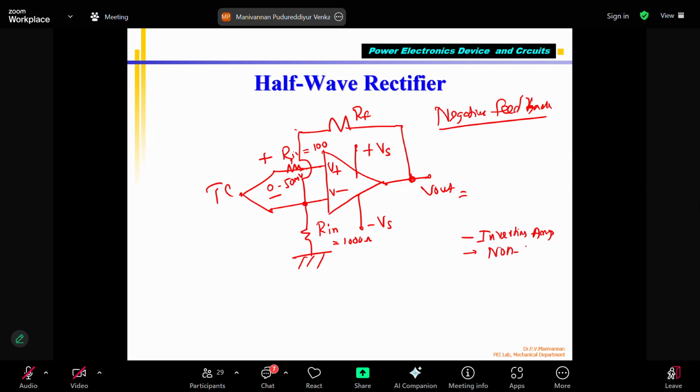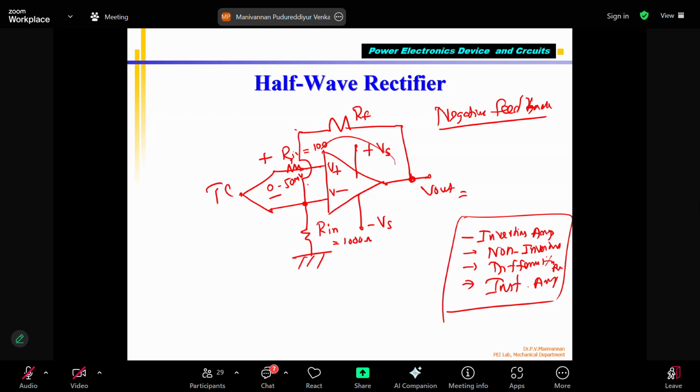Other one is called non-inverting amplifier. Other one is called differential amplifier. Then we had the instrumentation amplifier. These are the amplifiers we studied. For all those things, you need an op-amp. If we say negative feedback, these two resistors, this resistor connected to output, this resistor connected to ground.